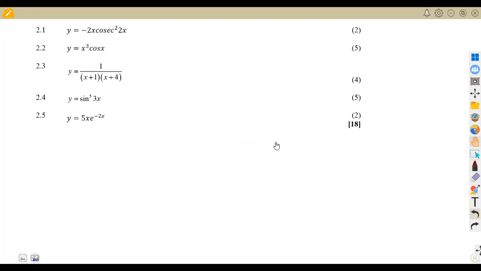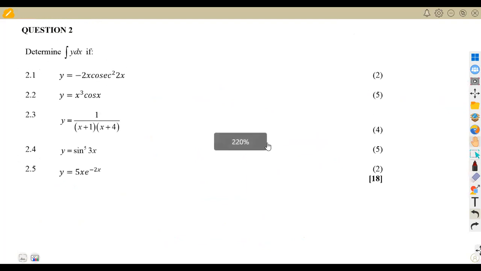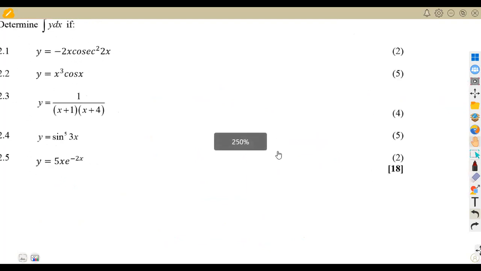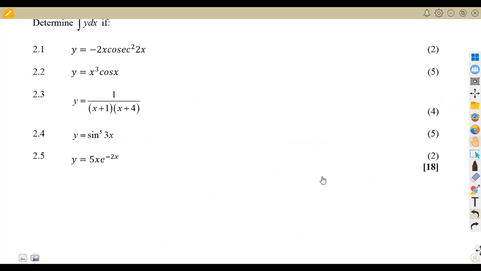Let us check 2.2, x cubed cos x. Another by parts. So these guys, they want us to work by parts. It was by parts, by parts, by parts. You see, guys, you have to revise by parts. All right, no problem. Anyways, that is 2.2, the integral of x cubed cos x with respect to x.